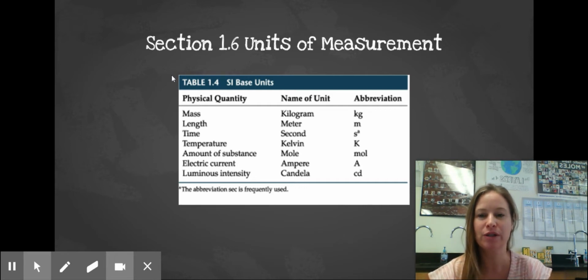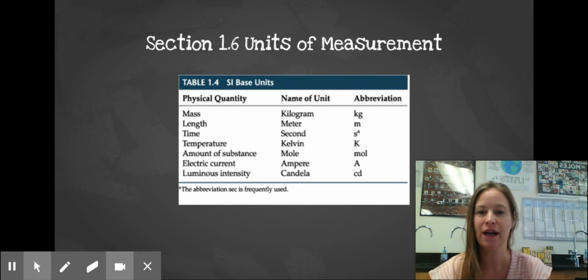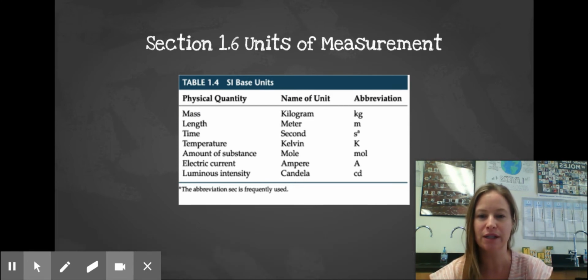So in science, we use SI units, which stands for International System of Units. And these are the examples that we use. For mass, we measure in kilograms. For length, meters. Time is seconds. Temperature is Kelvin. And the amount of something we measure in moles. And over here we have the abbreviations for those units.